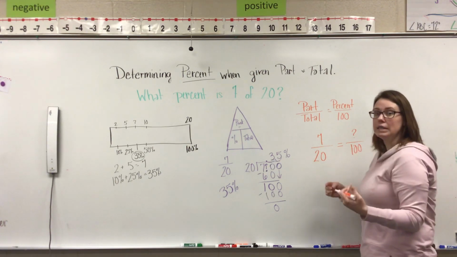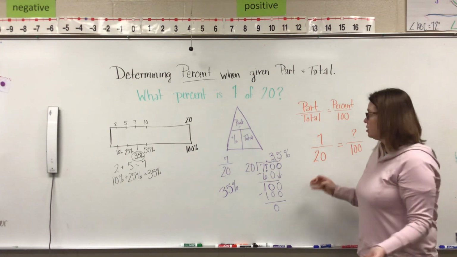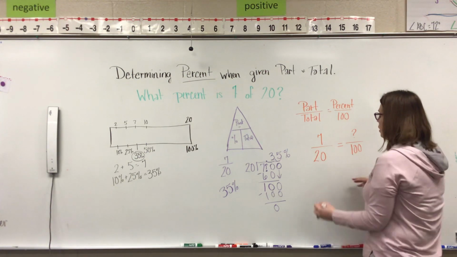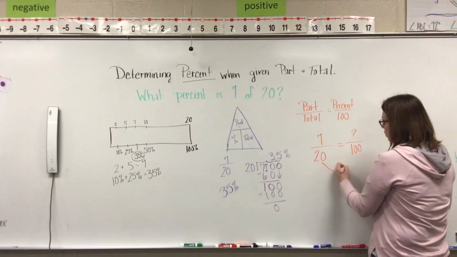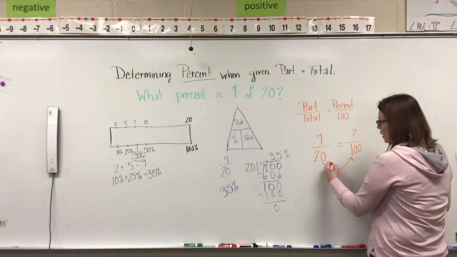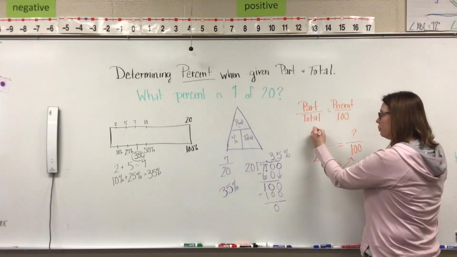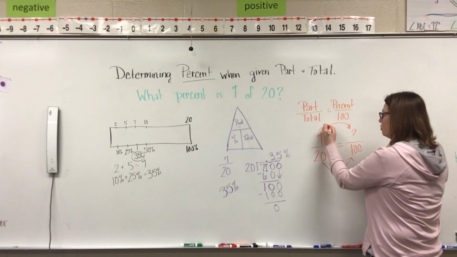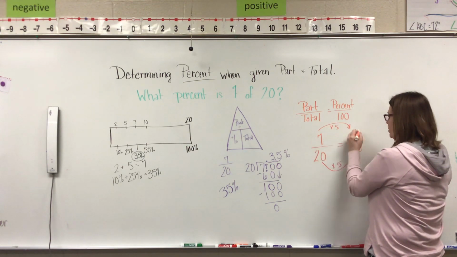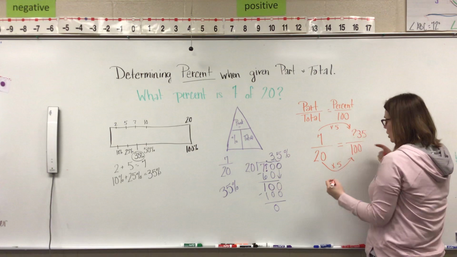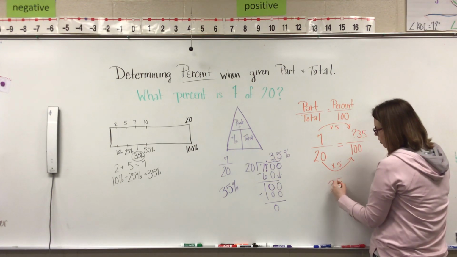So this one lends itself nicely to this proportion or ratio. When I look at 20 to make it 100, I just have to multiply by 5. So whatever I do on the bottom, I do on the top. Well, 7 times 5 is 35. 35 100ths is the same as 35%.